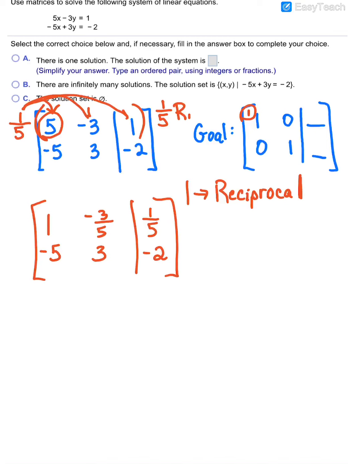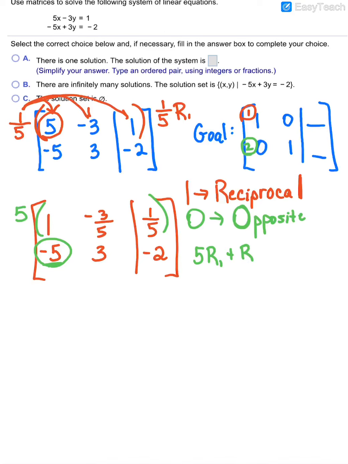Okay, so step 2 of our goal says now we need a 0 down here where the -5 is. And remember, when we think of zeros, we think of the word opposite, and that O in opposite looks like a 0. So you'd ask yourself, what's the opposite of -5? In this case, it's +5. You're going to multiply it by the top row and add it to the row you're changing. So 5 times the top row added to row 2, and then our new numbers will go in row 2.